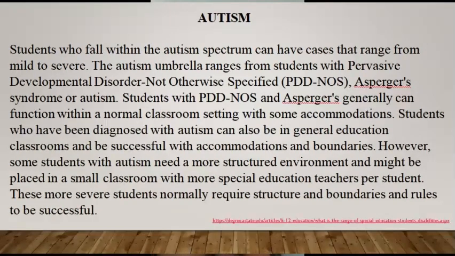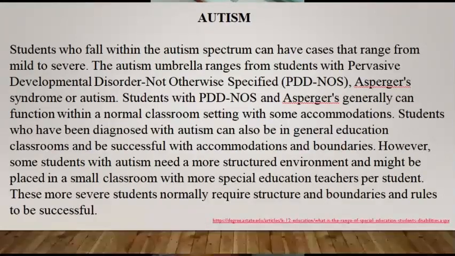Autism. Students who fall within the autism spectrum can have cases that range from mild to severe. The autism umbrella ranges from students with pervasive developmental disorder, not otherwise specified (PDD-NOS), Asperger's syndrome, or autism. Students with PDD-NOS and Asperger's generally can function within a normal classroom setting with some accommodations.